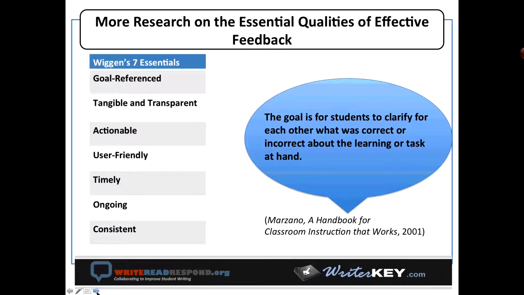So there have been other people in the field. Grant Wiggins and the UBD group certainly have a lot to say about feedback. And they talk about the 7 essentials. Robert Marzano, the research scientist who wrote The Art and Science of Teaching and many other books, talks about the goals for students. And both Wiggins and Marzano also look at it from the student perspective, and the idea of it being user-friendly in Wiggins' world, but it's also, in Marzano's world, a focus on students identifying what it is that they need help with.